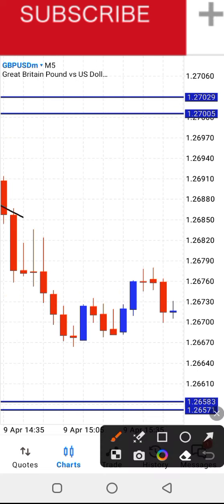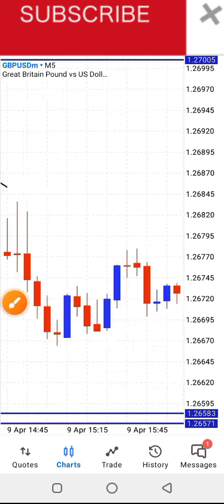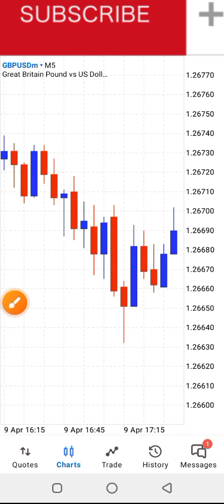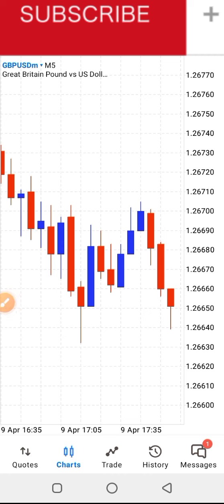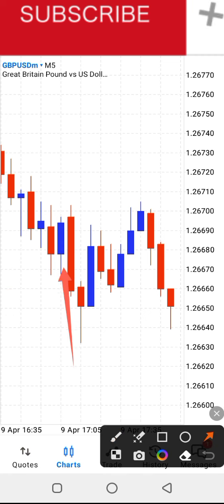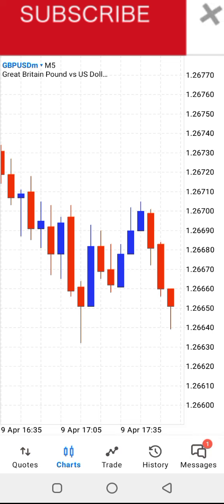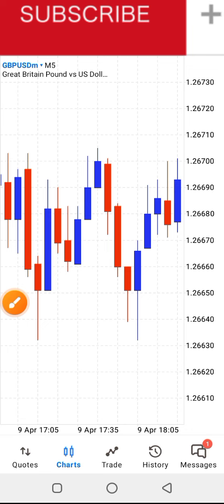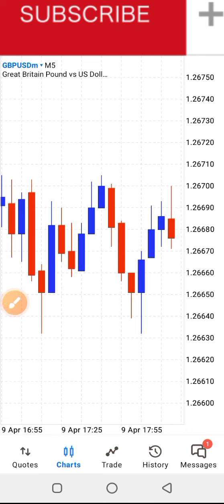Okay, look at this blue candle. This is a blue candle. These red candles did not take out the liquidity at the bottom, so it's not valid. Okay, so I want to show you how to look for them. Okay, look at this blue candle right here. The red candle took out the liquidity at the bottom, but the blue candle did not take out the liquidity at the top. Invalid.